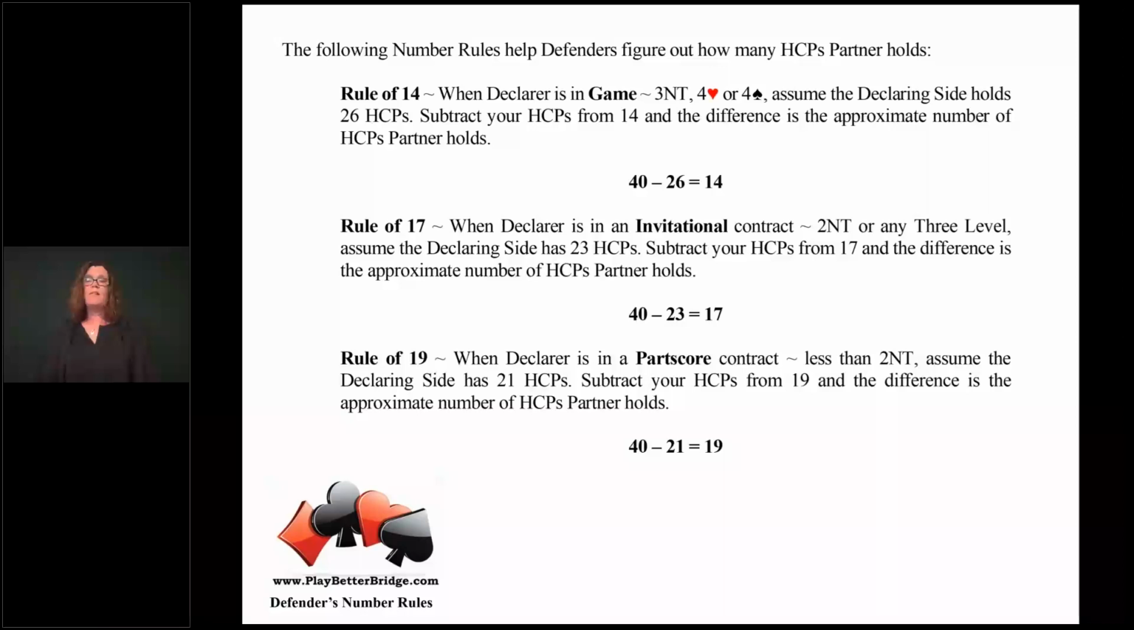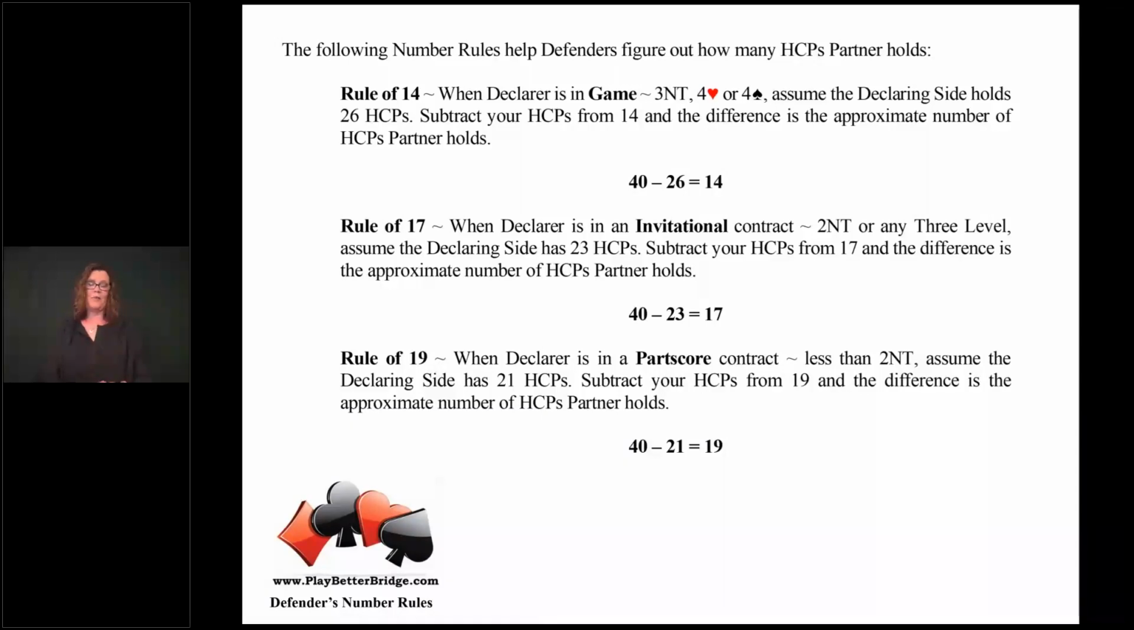Three common ones that we're going to look at. Number rule of 14. It's when the declarer is in game. So they've bid to 3 no trump, they've bid to 4 hearts, they've bid to 4 spades. As defender, assume they are holding 26 high card points. Now, could they have 24? Could they have 28? Of course they could, but you don't know. Your starting point, in other words, is going to be 26. So 40 high card points minus 26 leaves the defender's side with 14.